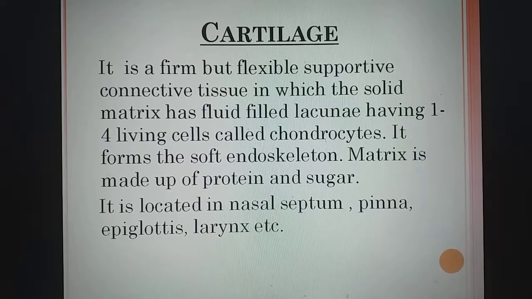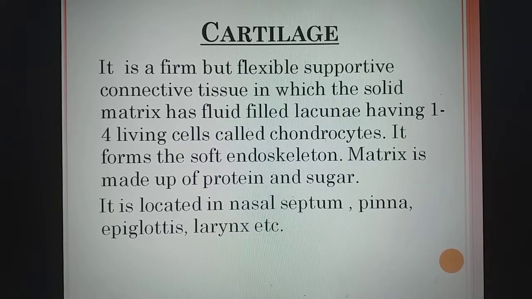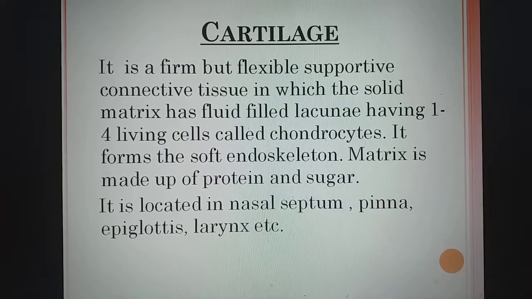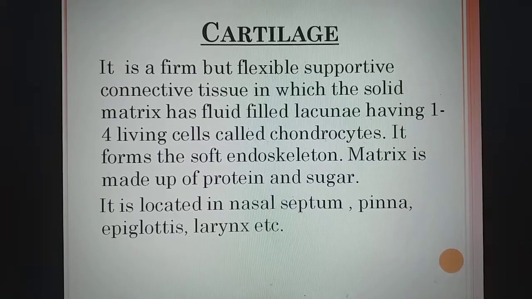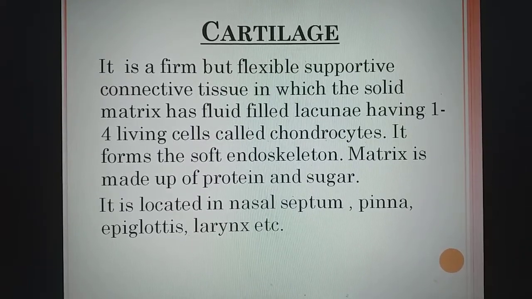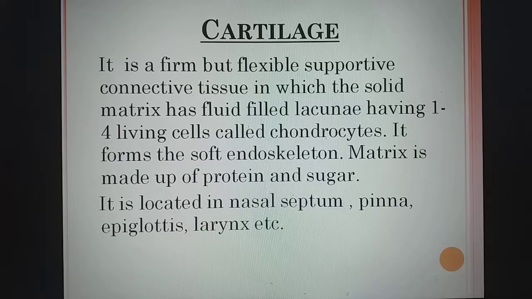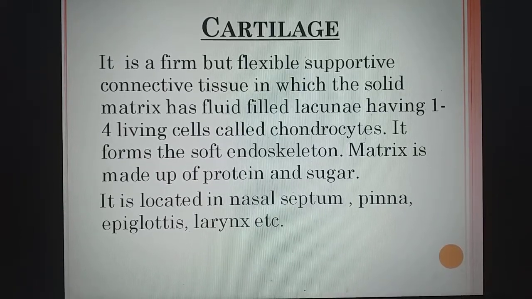It forms the soft endoskeleton. Matrix is made up of protein and sugar. So remember that here the matrix is made up of protein and sugar. And where can we find cartilage in our body? In the nasal septum, the pinna, which means the outer part of the ear, the epiglottis in the neck region, and the larynx in the neck region. So here we can find this soft supportive connective tissue, and it is flexible also.